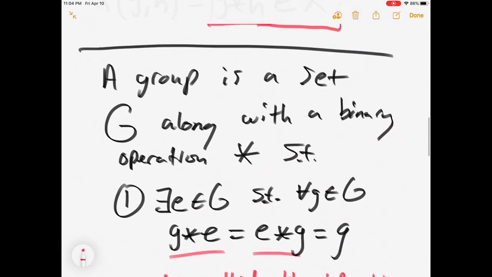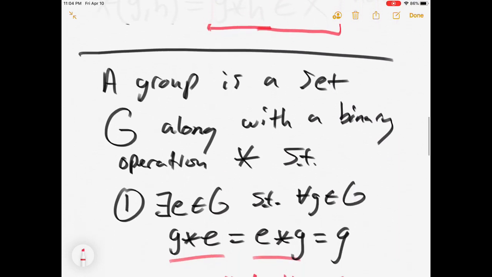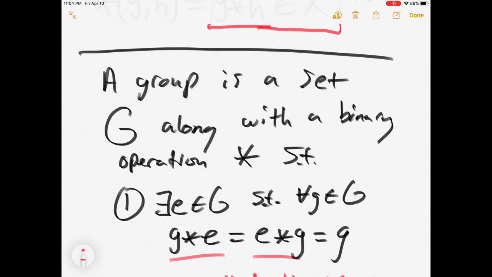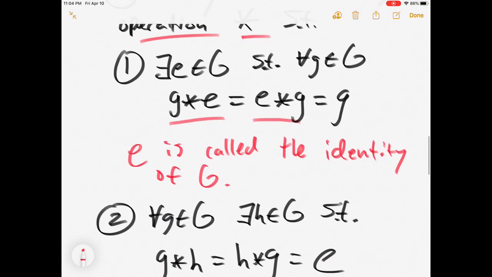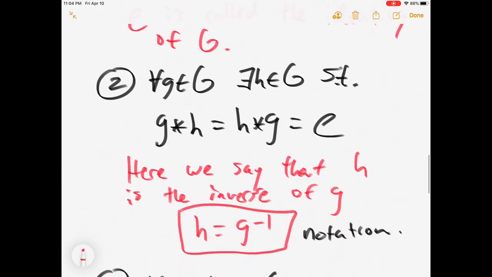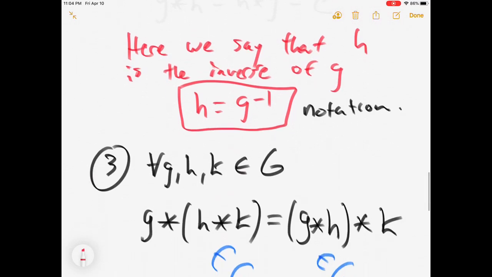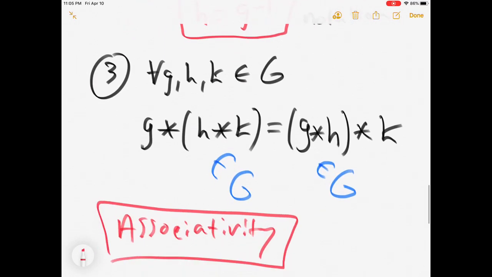So these are the three properties that a group must satisfy. Remember, it's a set with a binary operation star. But these three properties have to hold. There has to be an identity element. For each element, there has to be an inverse element. And you have to have associativity.